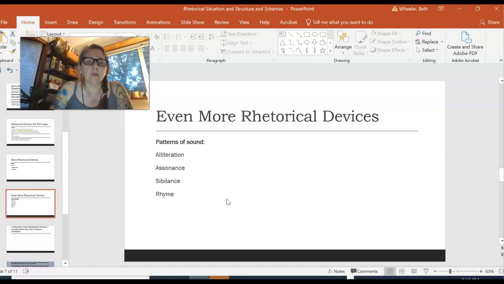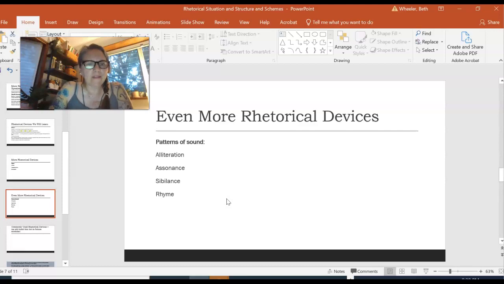Sibilance is repetition of sounds that sound like a hiss or a hush maybe, but probably more of a hiss. So S's, TH's, SH's, Z's, V's. Gosh, it's making me think of all the fricatives, right? If you've studied how we speak language in the mouth, a lot of the fricative sounds relate to sibilants.